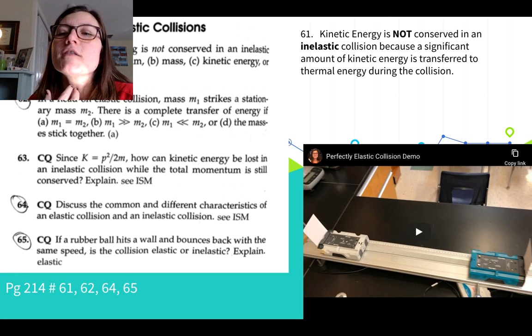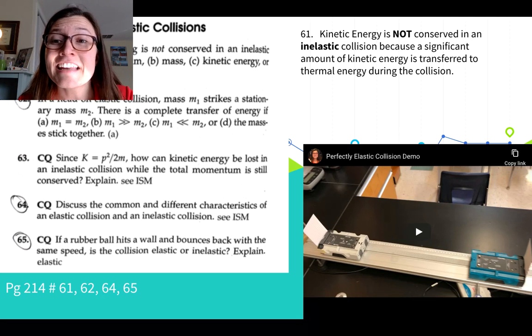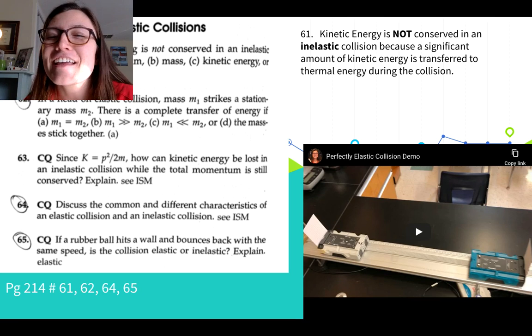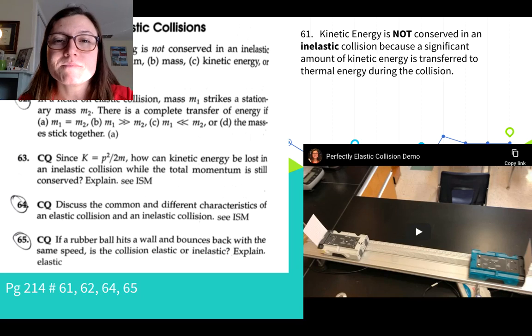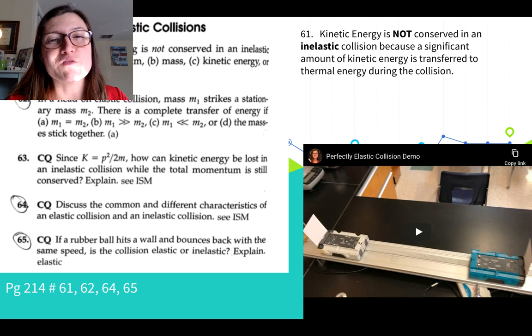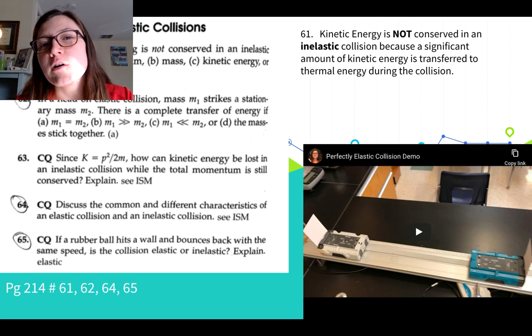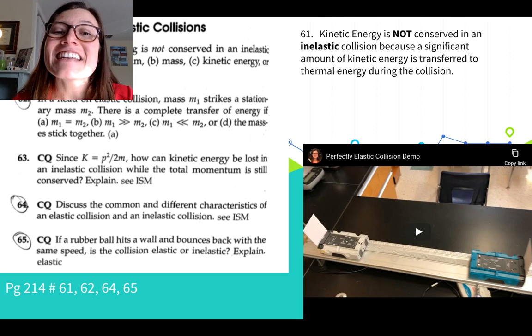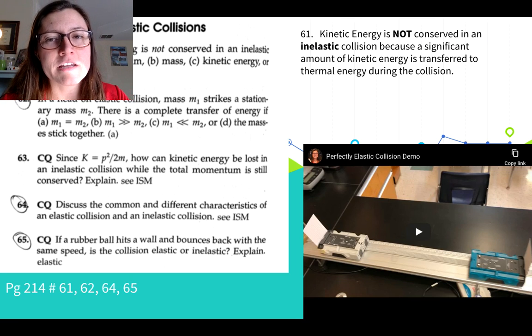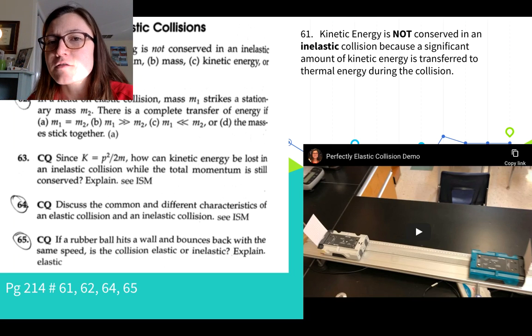We also know that kinetic energy is not conserved in an inelastic collision, because it takes a significant amount of thermal energy to cause two objects to stick together and continue to move together. So kinetic energy is transferred to thermal energy during the collision. Therefore, in an inelastic collision, when the objects stick together, thermal energy is created, so kinetic energy cannot be conserved.